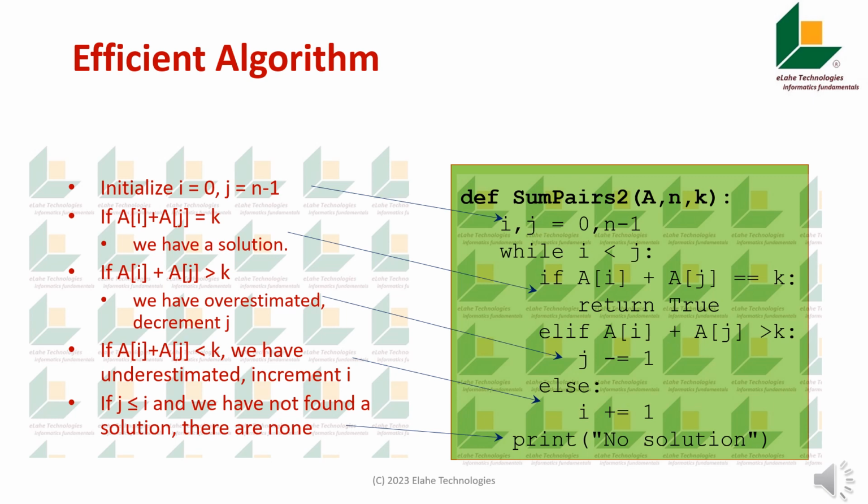Here is the pseudocode and Python code snippet for the algorithm we illustrated with examples. Assume that the array is already sorted. We initialize the left pointer i to 0 and the right pointer j to end minus 1. If a[i] plus a[j] equals k, we have a solution. If a[i] plus a[j] is greater than k, we have overestimated k and so we need to decrement j. If a[i] plus a[j] is less than k, we have underestimated k, and so we must increment i. If j is less than or equal to i and we have not found a solution, we conclude that there are none possible.